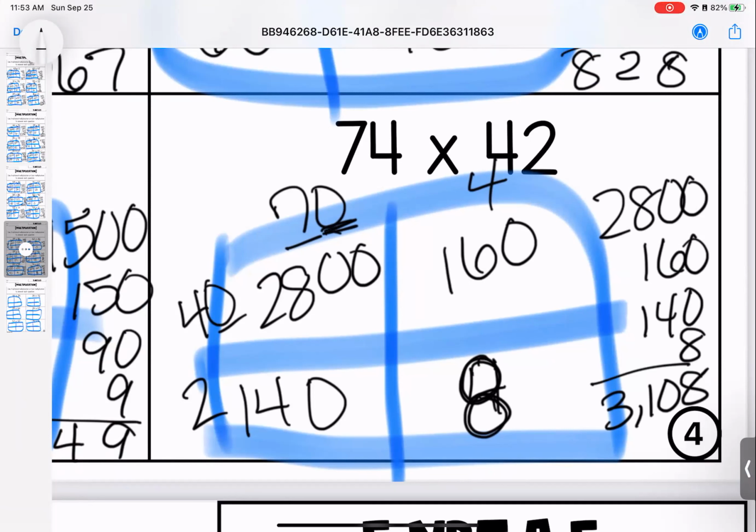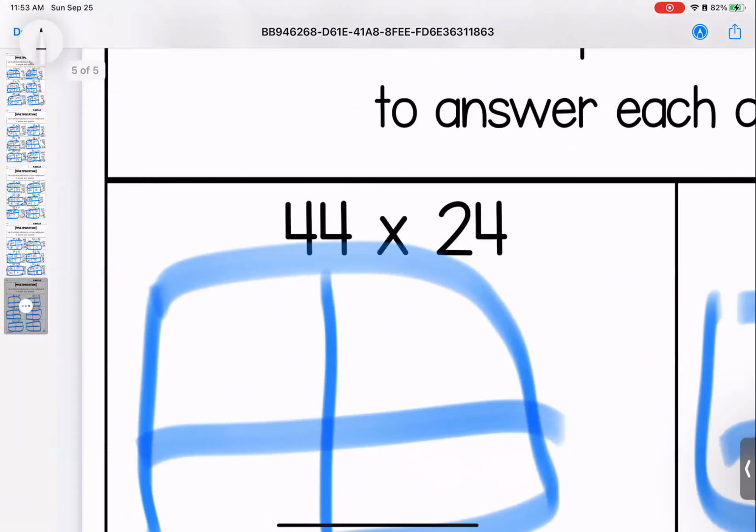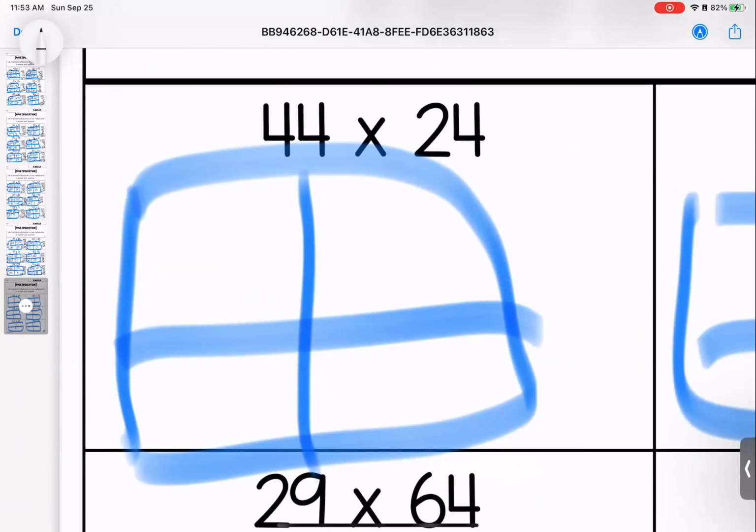If you are done, please stop here. If you are looking for page number 5, hang tight, because here we go. Welcome to page number 5. This is the last page.